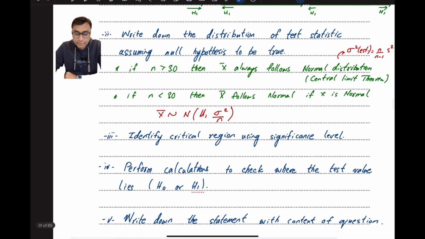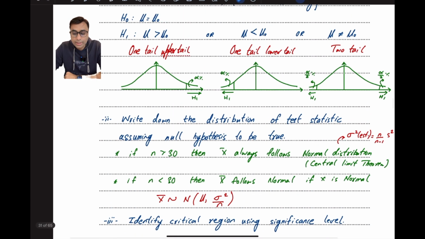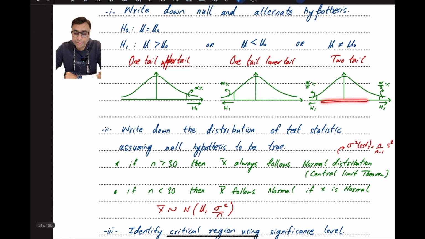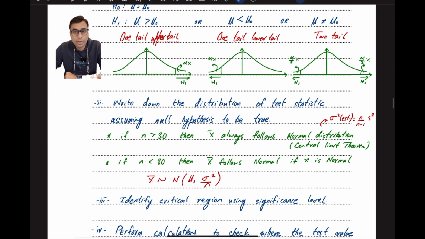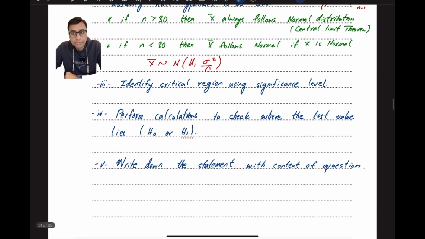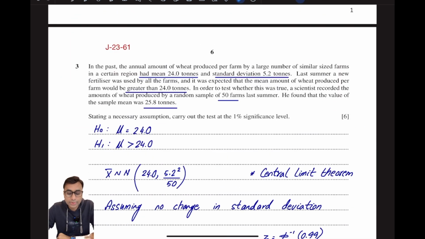After finding out the critical region, I will be given a certain test value, and I'll perform calculations on the test value to convert it into a Z value and check where it lies. Does it lie in the critical region or non-critical region? So once I've identified where my test value lies, then I will draw a conclusion that H0 is accepted or H1 is accepted. And after drawing a conclusion, I just need to write down a supporting statement with context of the question. Let's have a look at some example questions.